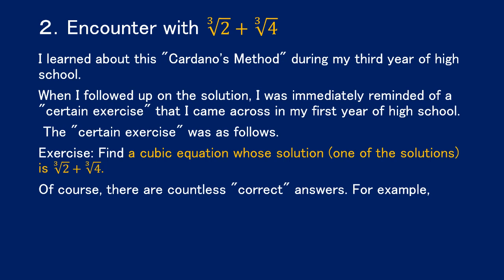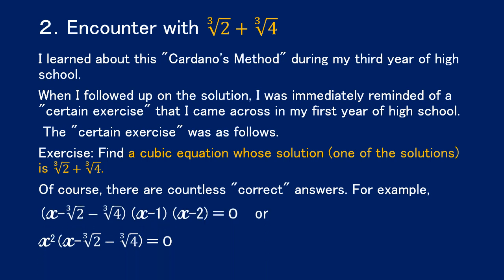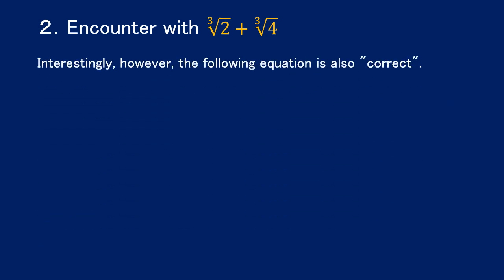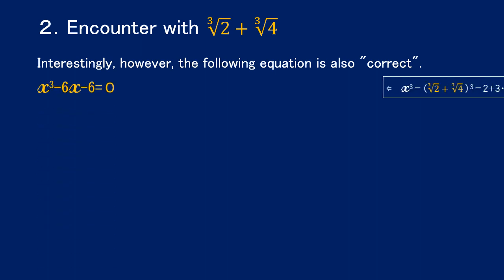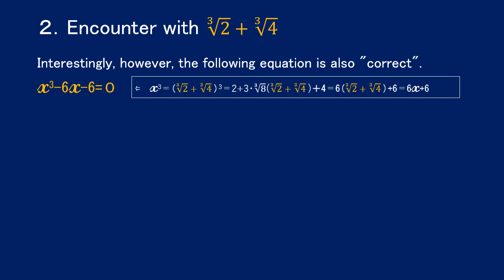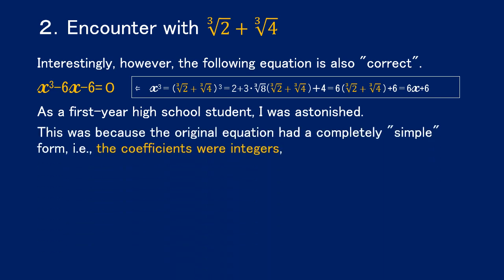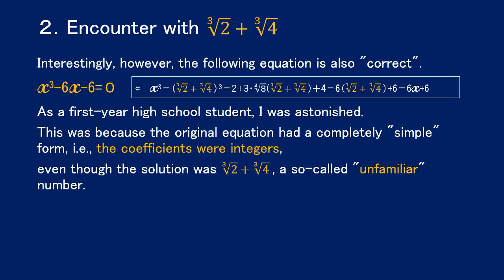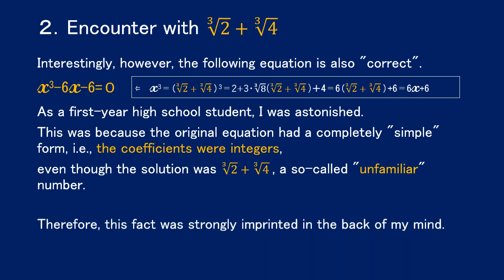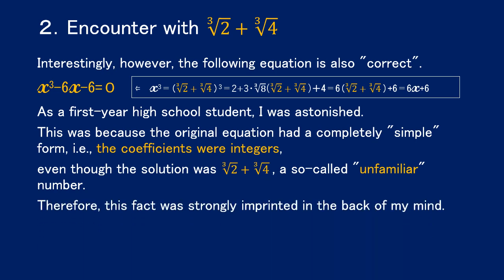For example, this is one of the correct answers. Interestingly, however, the following equation is also correct: x cubed minus 6x minus 6 equals 0. As a first-year high school student, I was astonished. This was because the equation had a completely simple form, that is, the coefficients were integers, even though the solution was the cube root of 2 plus the cube root of 4, a so-called unfamiliar number. Therefore, this fact was strongly imprinted in the back of my mind.